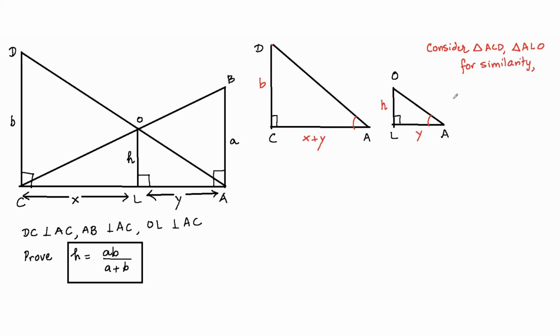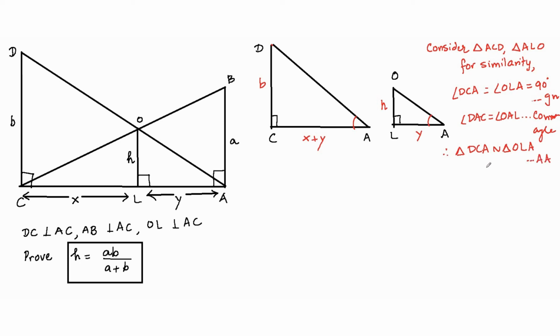I can say that angle DCA is equal to angle OLA, that equals 90 degrees. This is given to me in the question. And also angle DAC is equal to angle OAL, and that is the common angle. And therefore I can say that triangle DCA is similar to triangle OLA by the AA test.